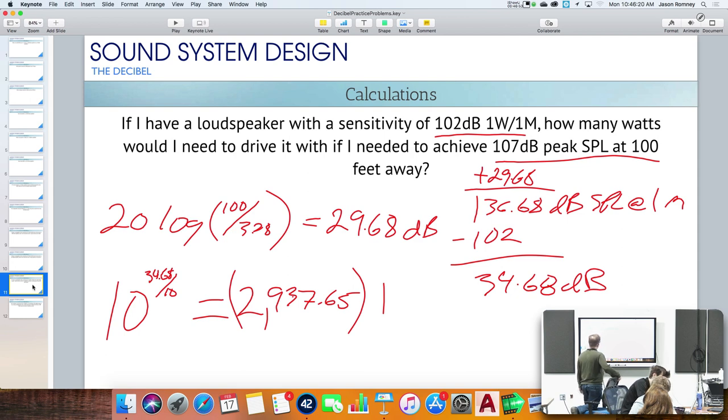I'd be looking for 3,000 watts long term, because when I say I need to achieve 107, I'm assuming that's what I want people to hear, and I know that if they're hearing 107 dB SPL, I'm making a whole lot more than that at the peak because of crest factor, right? So we'd be looking at the long-term power handling. We need 3,000 watts before I'd feel comfortable trying to do this, because a loudspeaker with that kind of sensitivity is going to be expensive. It's going to be expensive to blow that up, so I'm going to want to be super careful with that.